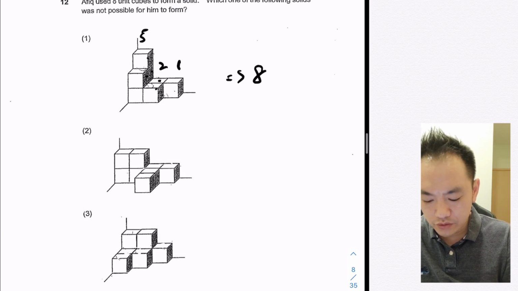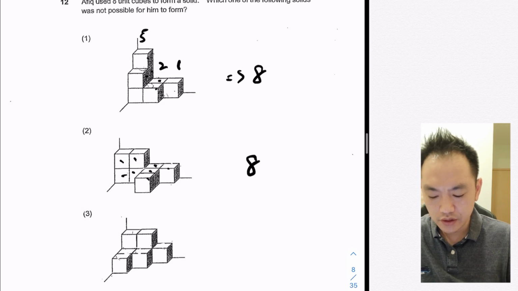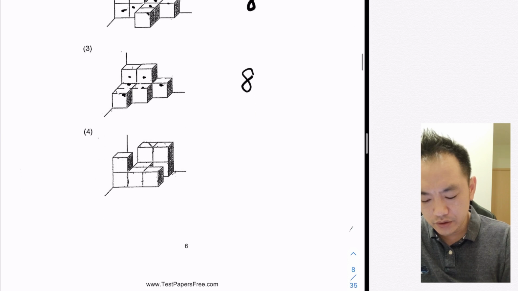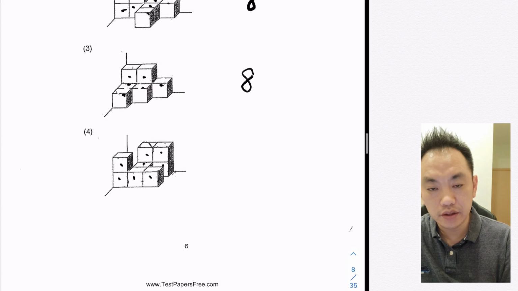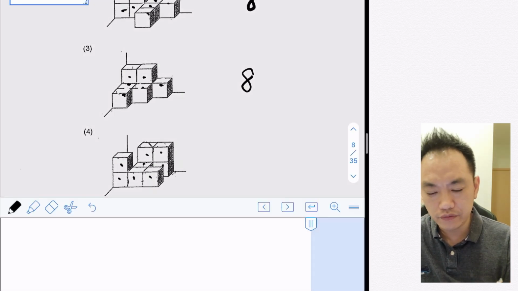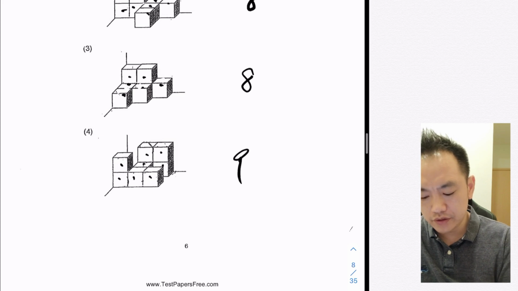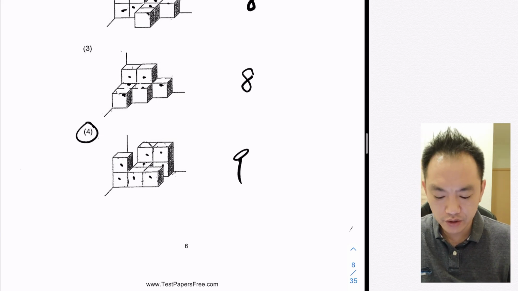The second one, 1, 2, 3, 4, 5, 6, 7, 8, so the second one is also 8. The third one is 1, 2, 3, 4, 5, 6, and then there were 2 at the bottom, so it was also 8. The fourth one is 1, 2, 3, 4, 5, 6, 7, 8, and there was a hidden one at the bottom. There must be a block at the bottom, otherwise the top one would fall. So in total there were 9, so the answer is 4. This one is not possible to have 8 cubes.